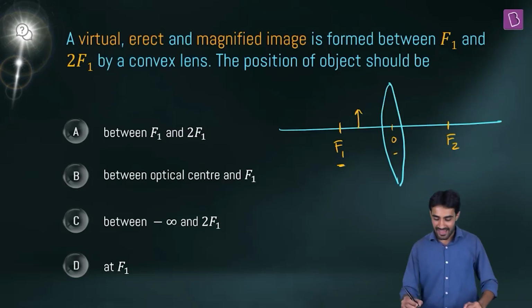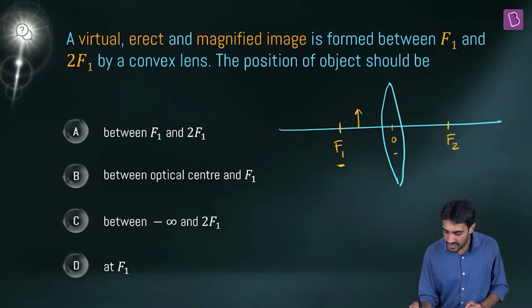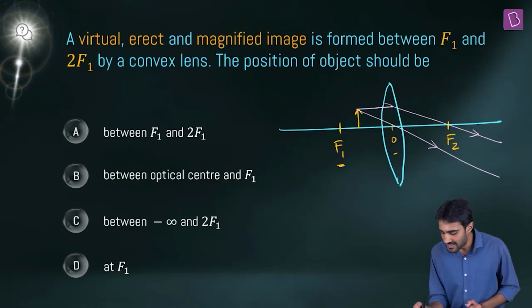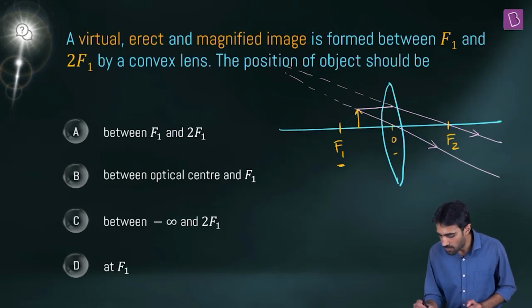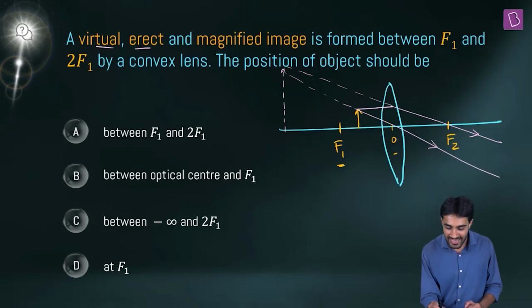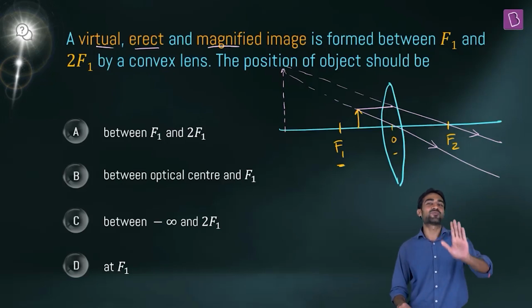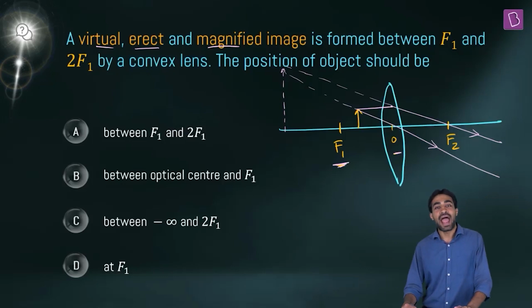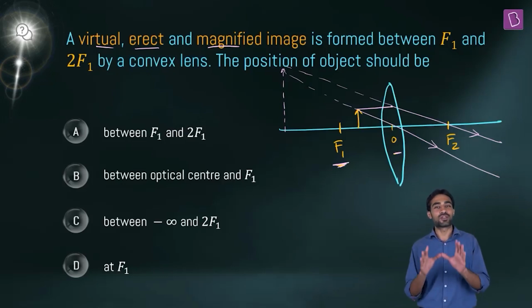Nice? Now, let's say this ray, which is parallel to the optical axis, we know it will pass through focus after refraction, and the ray which is passing through optical center will go as it is. So when we extend these rays, we can see they are meeting. They are appearing to meet at some point, and at this point we are getting a virtual image. This is virtual image, this is erect image, and this is also magnified image. Okay, so we should place the object between focus F1 and the optical center. So this is the concept for this question.